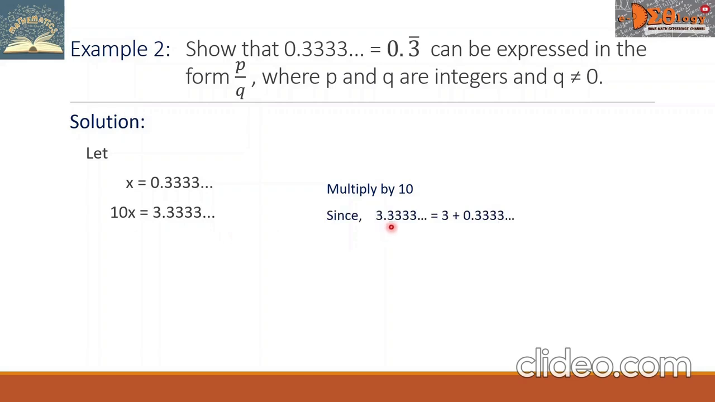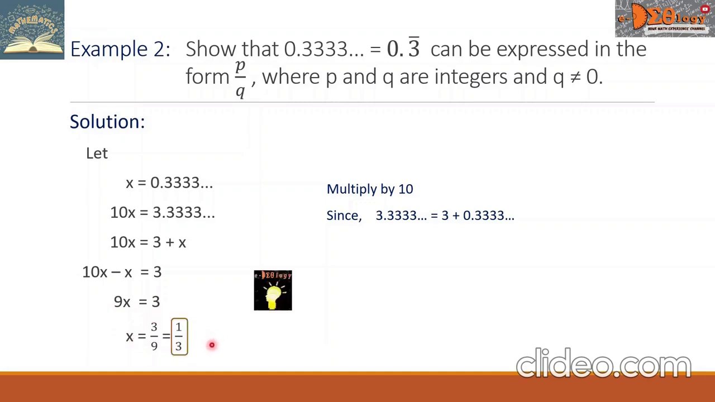Note that 3.3333 and so on equals 3 plus 0.3333 and so on. And this decimal here is equal to x. Therefore, we can rewrite this equation as 10x equals 3 plus x. Then we combine all variables on one side. This x we transpose to the left. So we have 10x minus x equals 3, and the left side becomes 9x, that is equal to 3. When we divide this equation by 9, we have x equals 3 over 9, and when we simplify, this is 1 over 3. This is the value of x.